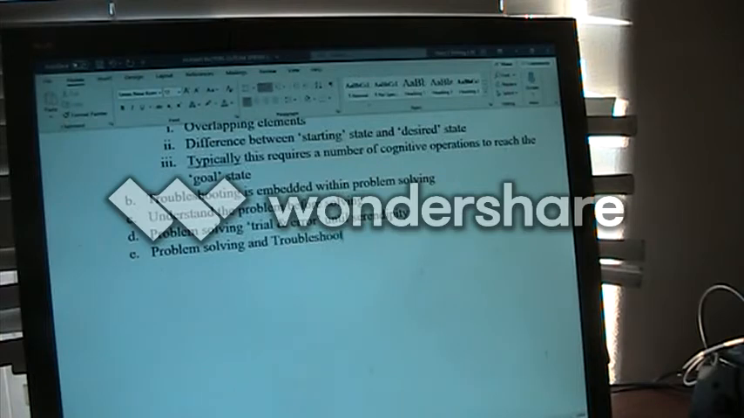So problem solving and troubleshooting involve attaining a state of knowledge. Typically, they involve performance of specific actions.